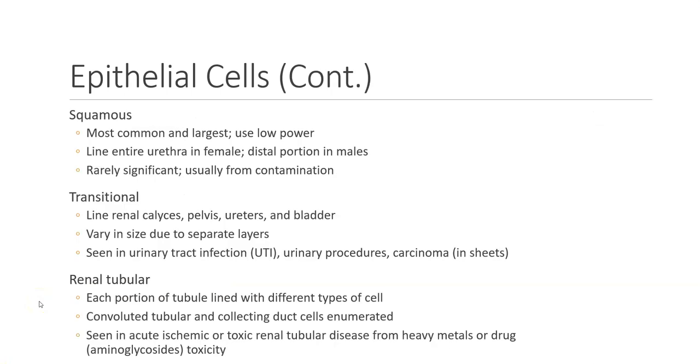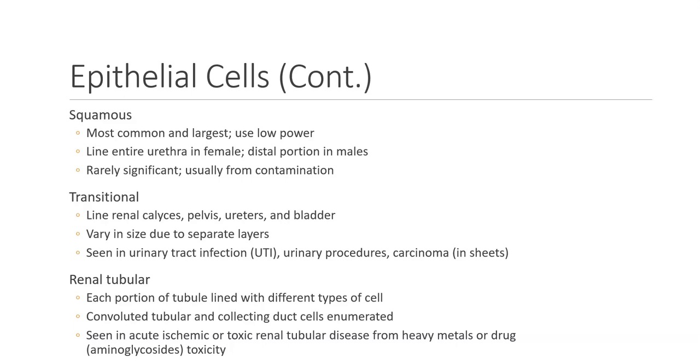Squamous epithelial cells are the most common and they're the largest, and you want to use low power to enumerate them. They line the entire urethra in the female and the distal portion in the males. They're rarely significant, and usually they're from contamination. Transitional epithelial cells line the renal calyces, pelvis, ureters, and bladder, and they vary in size due to separate layers. They're often seen in urinary tract infections, after urinary procedures, and carcinoma, and if cancer is present, you may see these in sheets.